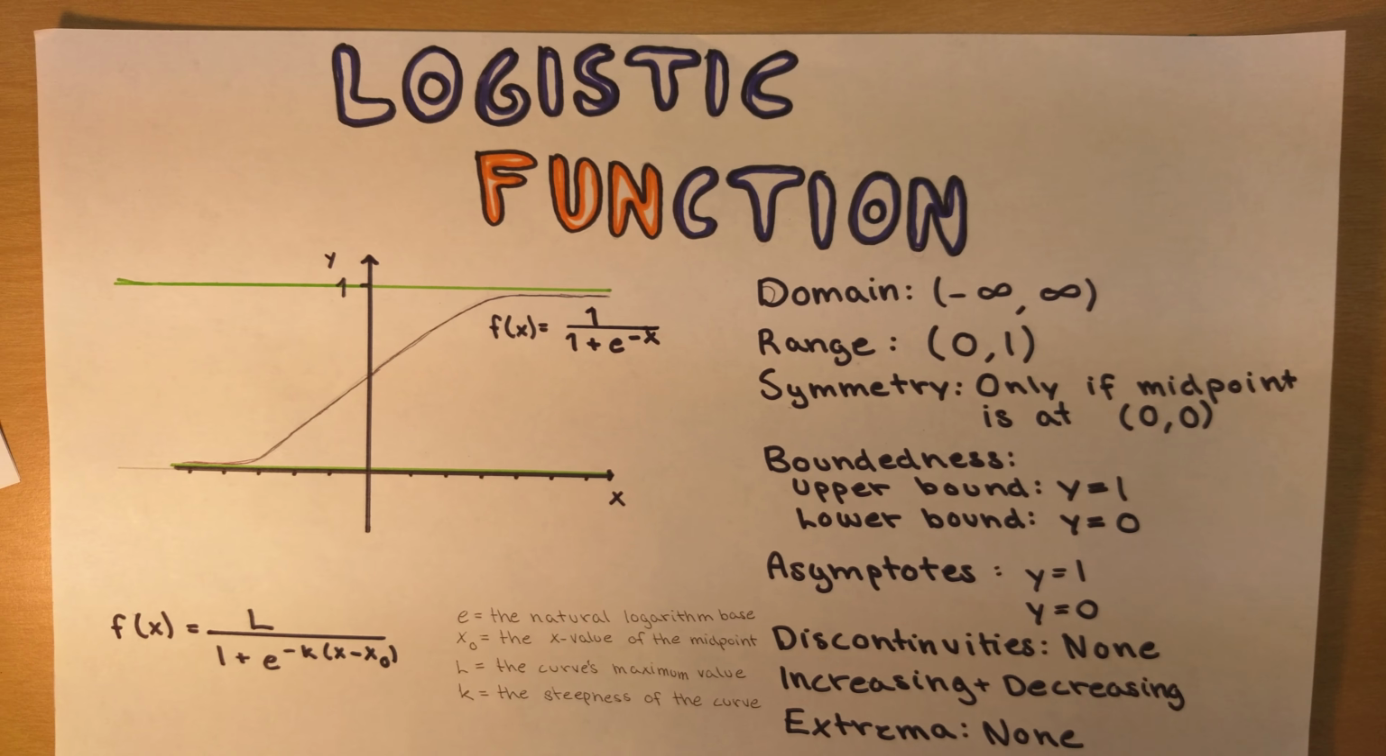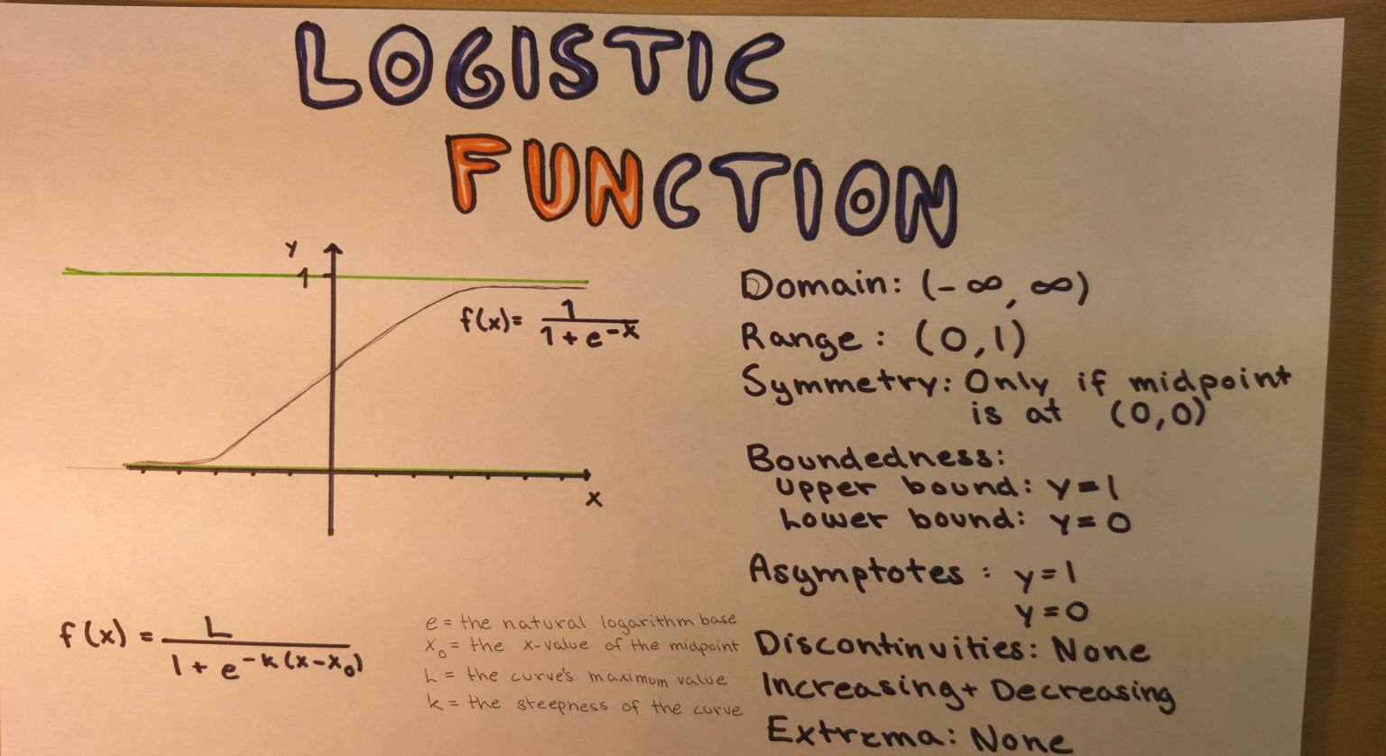Alright, the parent function of the logistic function is f of x equals L over 1 plus e to the negative k times x minus x0, where L is the curve's maximum value, e is the natural logarithmic base, k is the steepness of the curve, and x0 is the x value of the curve's midpoint.